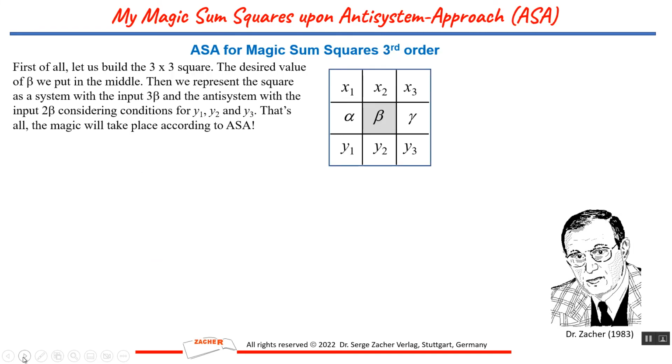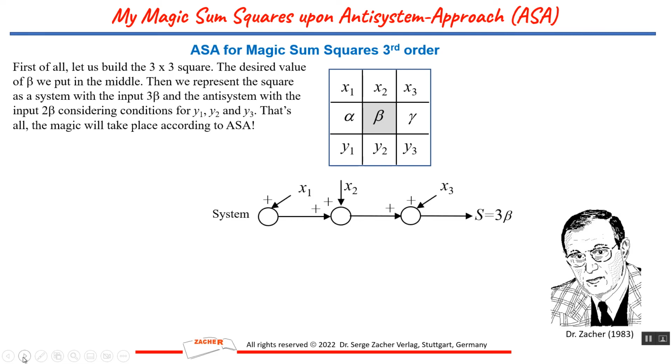First of all, let us build a 3 by 3 square. The desired value of beta we put in the middle. Then we represent the square as a system with the input 3 beta and the anti-system with the input 2 beta, considering conditions for y1, y2 and y3. That's all. The magic will take place according to the anti-system approach.